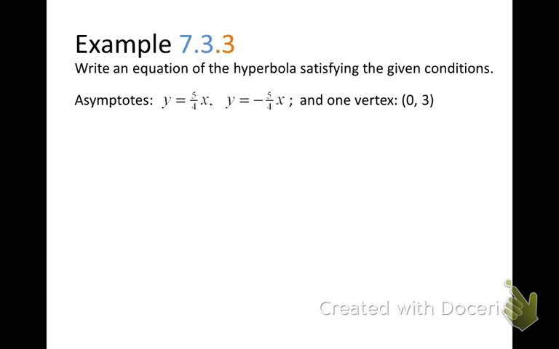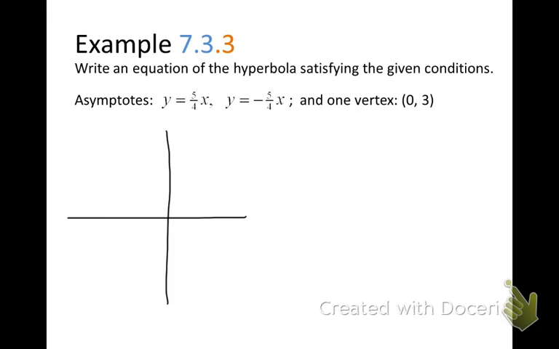So for the next one, pause for a second. All right, so for this example, again, we are writing an equation of a hyperbola satisfying the given conditions. This time we're given the asymptotes and one vertex. All right, so what you want to do again is start by, how do we want to start this? What helps? Well, it's vertical because of the vertex, right? Yeah, and so for everyone to see that, you might draw a quick sketch of it is kind of what I was getting at, right?